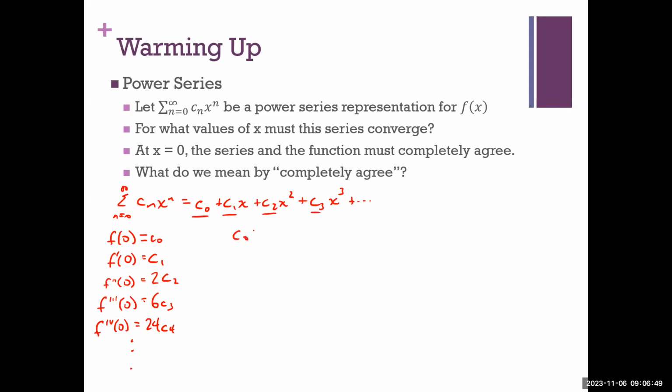I know that C naught is equal to f of 0. I know that C1 is equal to f prime of 0. I know that C2 is equal to f double prime of 0 over 2. C3 is equal to f triple prime of 0 over 6. Is this enough? Can I generalize from here? Or do we need to go a little further?